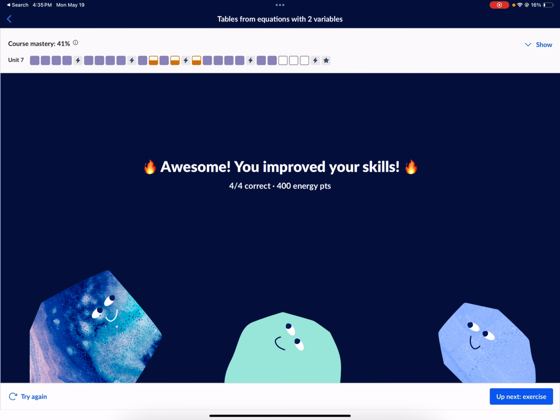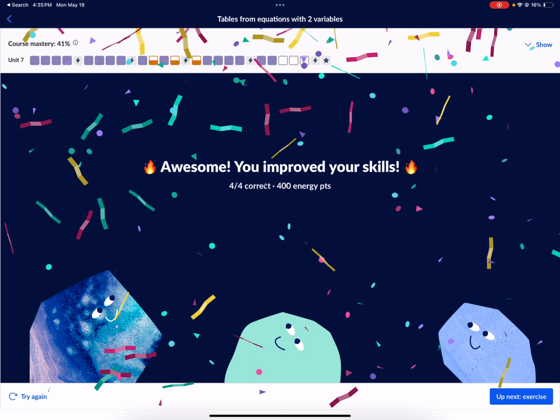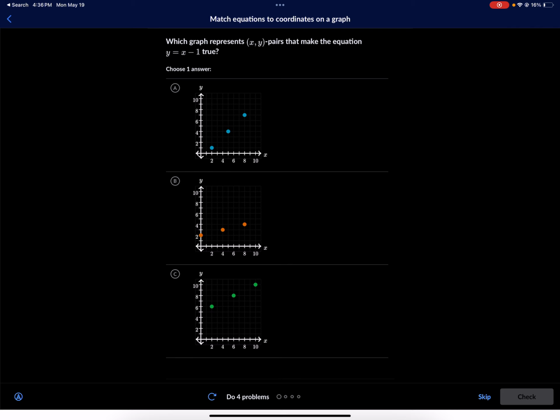Okay, anyways, we're doing good. Match equations to coordinates on a graph. Which graph represents xy pairs that make this equation y equals x minus 1 true?